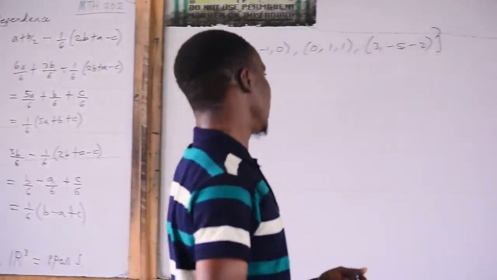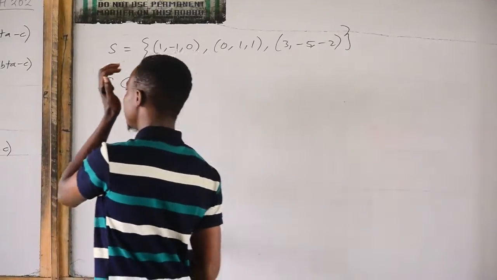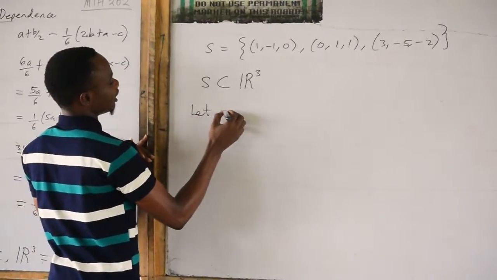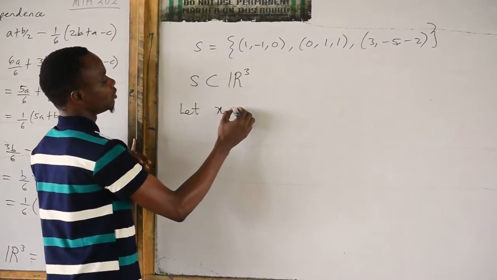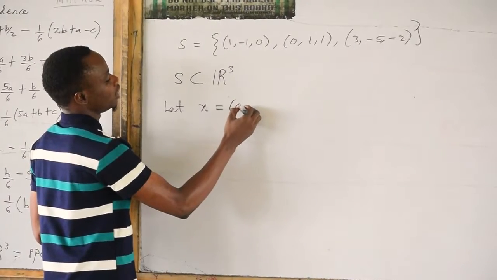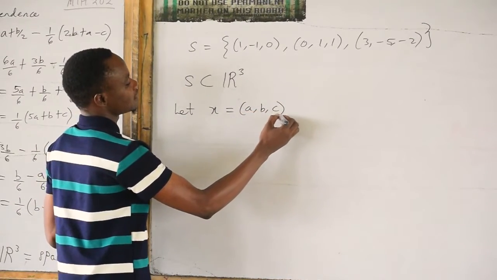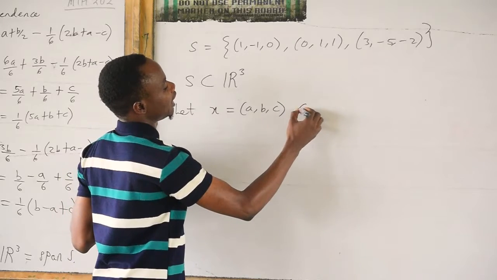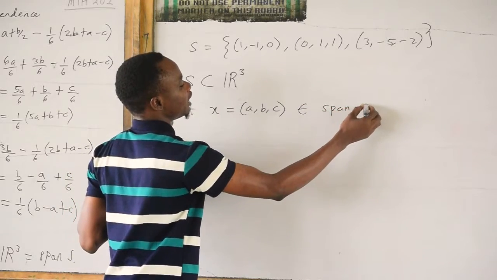Such restrictions will help us define what the span of this set of vectors is. So I will say, like we did in the previous one, let X, or whatever you want to call it, equal (A, B, C), be an element of the span S.